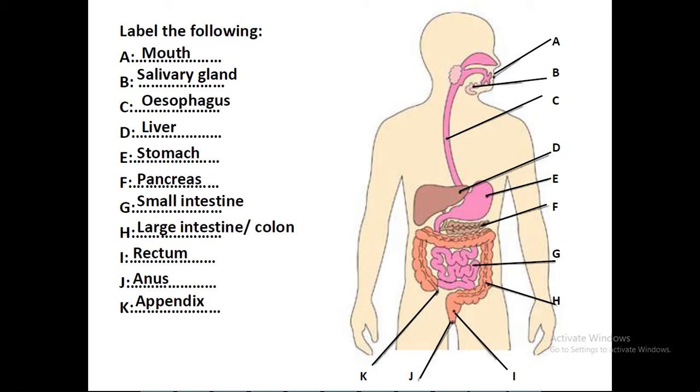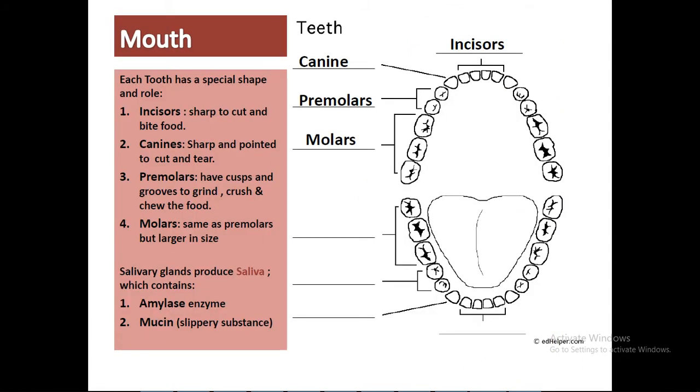Now, first recalling the different organs of the digestive system: stomach, salivary gland, esophagus, liver, pancreas, small intestine, large intestine or colon, rectum, anus, appendix. Now, first is the mouth.